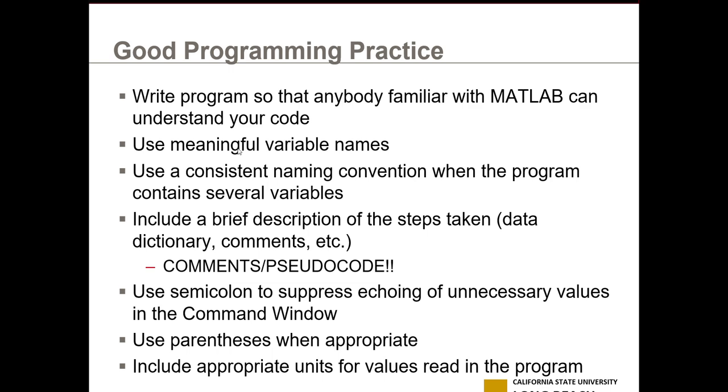And you can do that by using meaningful variable names. If you define all of your variables as x1, x2, x3, well, that might make sense for you. However, if you're going back to your code a few weeks or a few months later, you might be asking yourself, what on earth is x1, x2, x3? Whereas if you named it velocity_mass1, velocity_mass1_final, it makes a little bit more sense. Include a brief description of the steps taken.